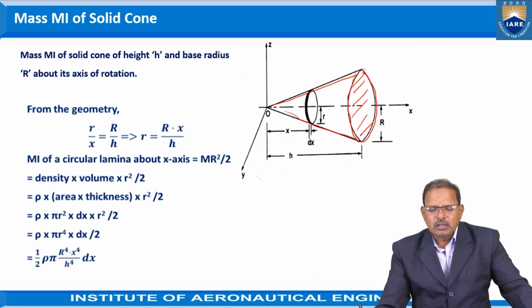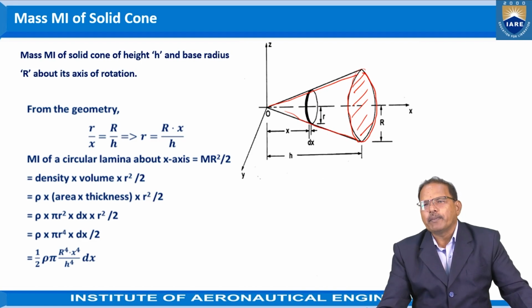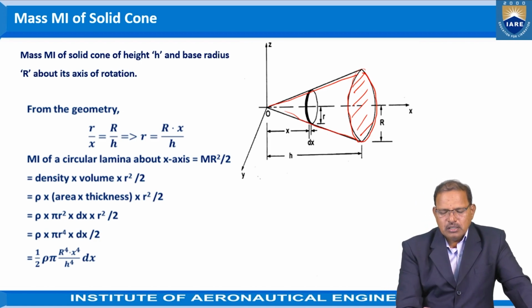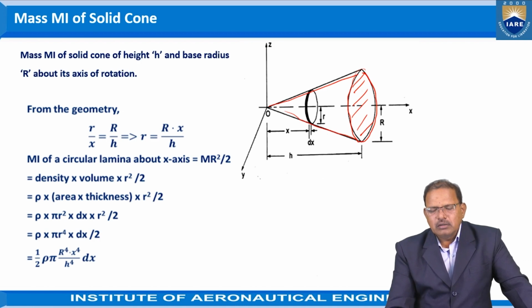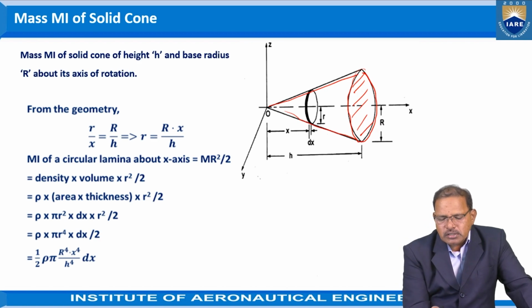The line which passes through the vertex of the cone and is perpendicular to the x-axis is known as the y-axis. Now let us determine the mass moment of inertia of the cone about the axis of rotation. That is the axis we require.